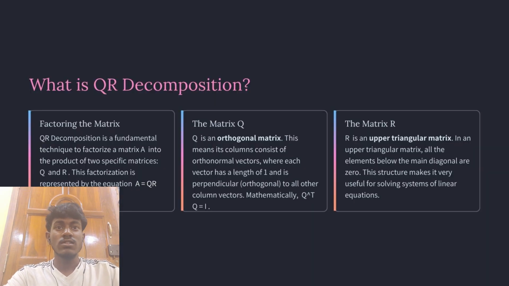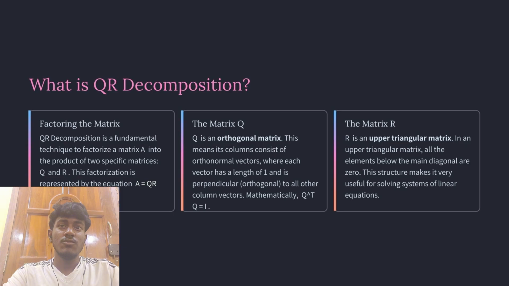First off, what is QR decomposition? QR decomposition is a fundamental technique to factorize a matrix A into a product of two specific matrices, Q and R. This factorization is represented by the equation A equals QR.